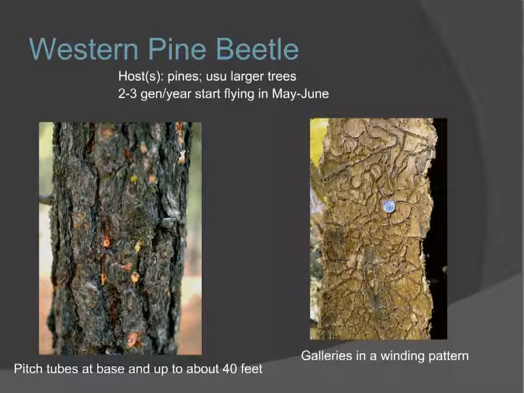They start to fly in early May or June. And you'll look for pitch tubes mostly near the base and up to about 40 feet. The gallery pattern underneath is a winding type pattern as opposed to some of the other patterns. It's a very distinctive pattern for Western pine beetle.